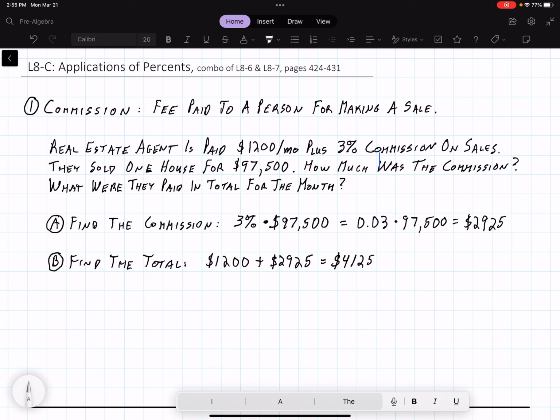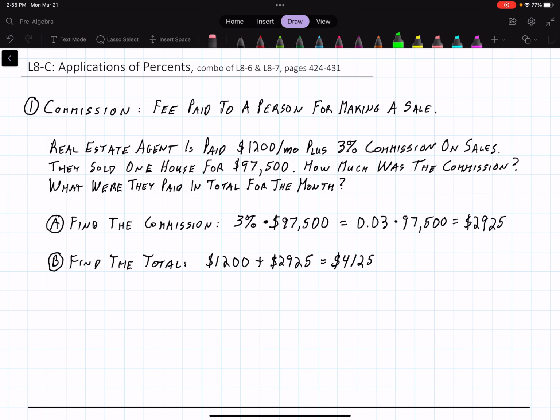All right, this is lesson 8-C, applications of percents, and this is a combination of lessons 8-6 and 8-7 in your book, pages 424 through 431. Let's talk about the different types of ways that percents are used.